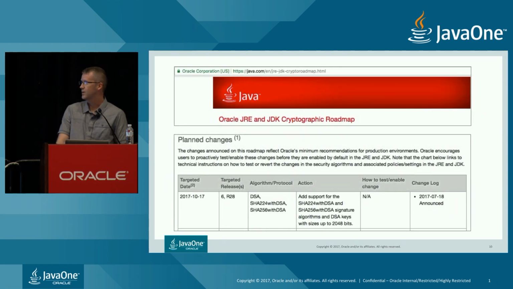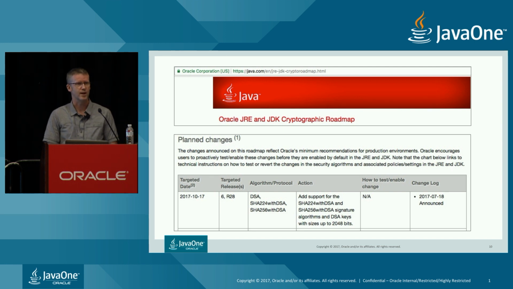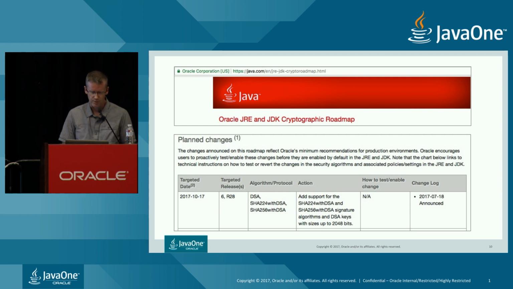So here's a couple snapshots of the actual crypto roadmap today. The first is just the banner at the top of the site, and the second is the top of a table which shows our planned changes upcoming in the next 3 to 6 months. I just wanted to go through the different columns in this table to give you an idea of what's actually in that table. So the table contains 1, 2, 3, 4, 5, 6 columns.